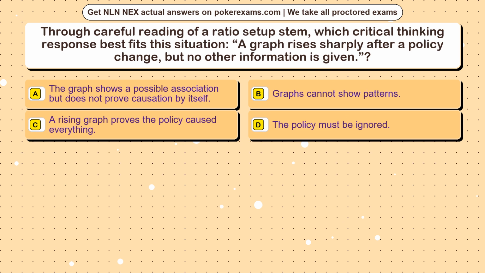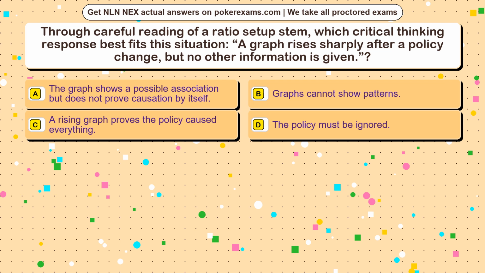Question 25. Through careful reading of a ratio setup stem, which critical thinking response best fits this situation? A graph rises sharply after a policy change, but no other information is given. Option A. The graph shows a possible association but does not prove causation by itself. Option B. Graphs cannot show patterns. Option C. A rising graph proves the policy caused everything. Option D. The policy must be ignored.